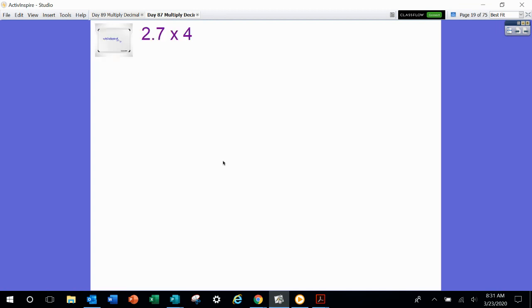Your turn to try. Whether you have a piece of paper or a whiteboard, I'd like for you to try this problem out. 2 7/10 times 4. Go ahead and pause the video so you can work this out. Don't forget to estimate so that you can check if your answer makes mathematical sense.